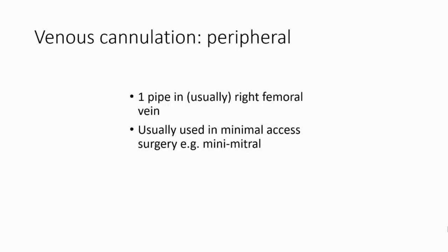Okay, so that's a brief overview of venous cannulation. Just to recap, 3 main types: 2-stage, which is most commonly used; bicaval, of which there are 2 subtypes, direct and indirect; and then peripheral.